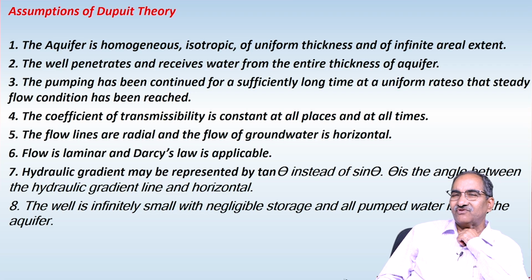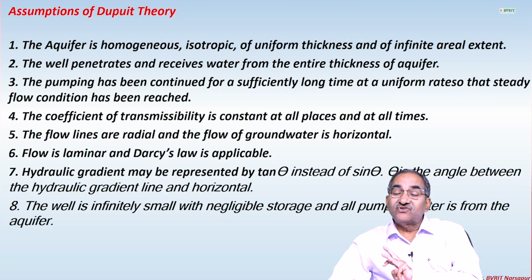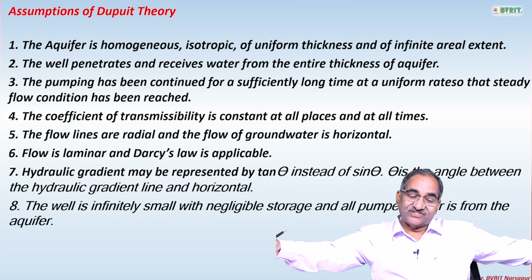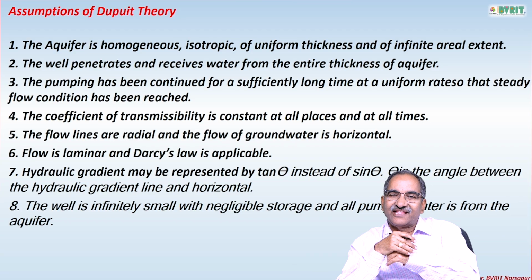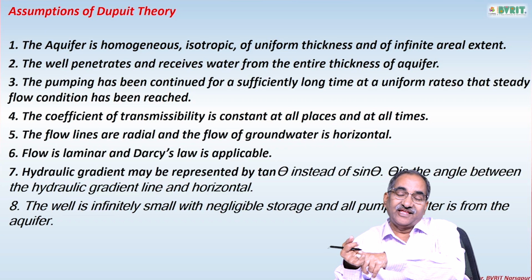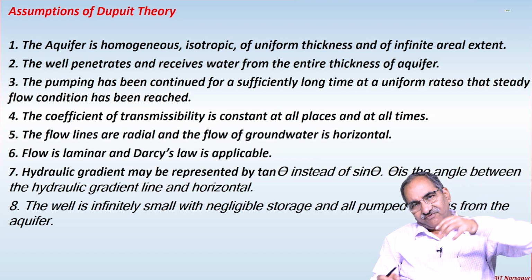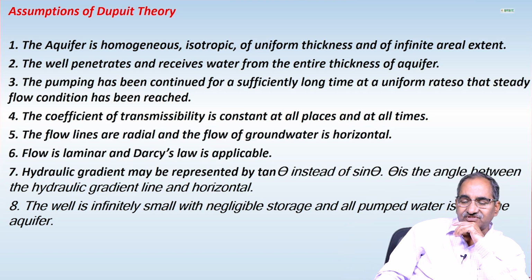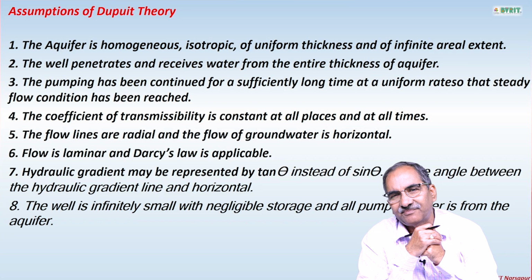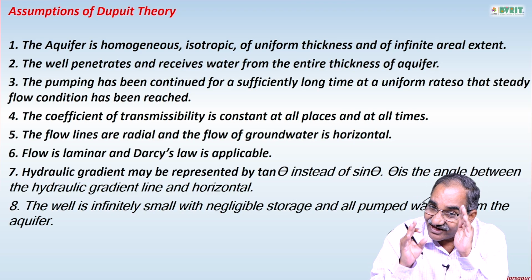Then what are the assumptions of Dupit's theory, which are very, very important for you? The aquifer is homogeneous, isotropic and of uniform thickness, and its areal extent is infinite. So four points: homogeneous, isotropic, uniform thickness, and infinite areal extent. Second, the well penetrates and receives water from the entire aquifer. Third, pumping has continued for a sufficiently long time so that steady state conditions are established.